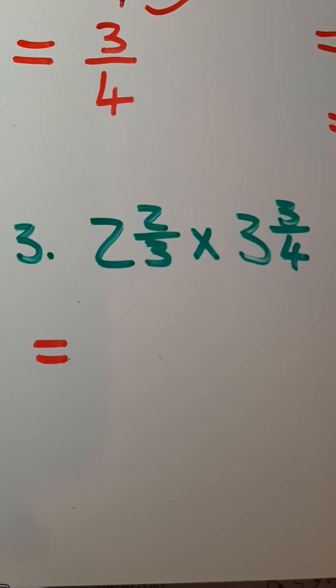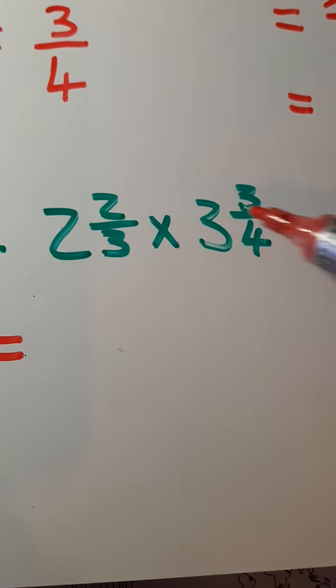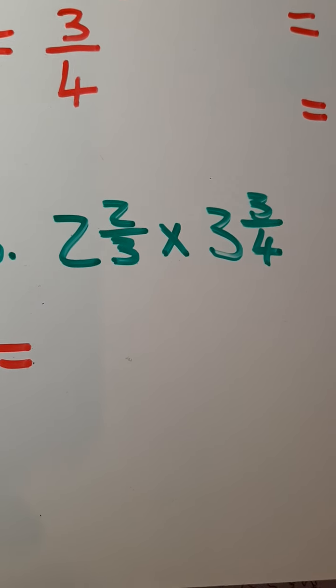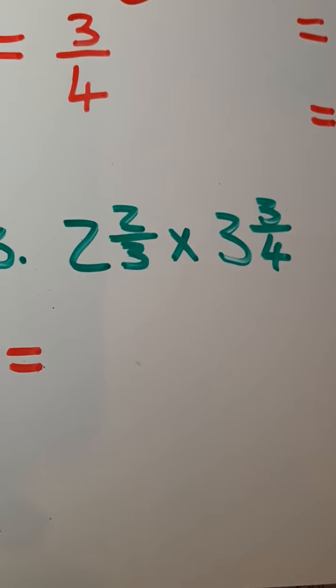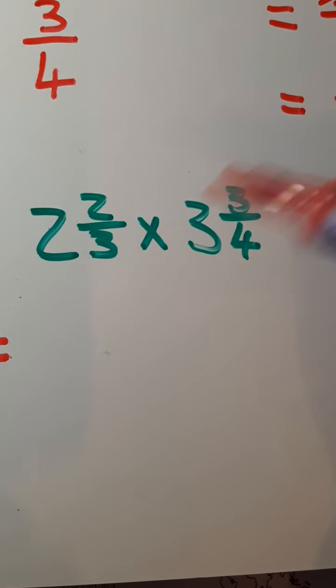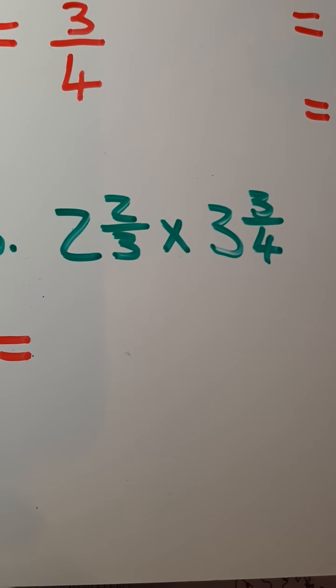When I look at example 3, I see this is a bit more challenging, but not too difficult. Let's do it. When I must multiply two mixed numbers, I first make them improper fractions. So this mixed number I make an improper fraction, this one as well, and then I can see what can cancel out, and then I multiply at the top and at the bottom.